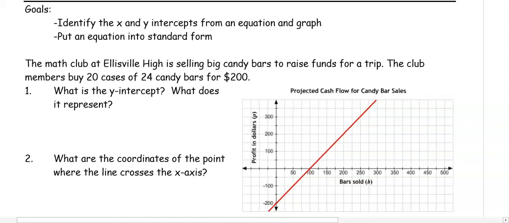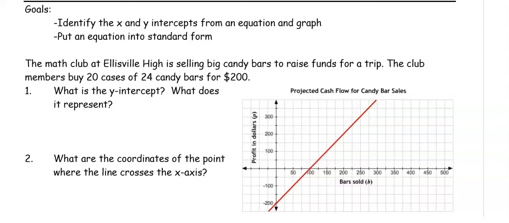This video is about identifying x and y intercepts from an equation in a graph and putting an equation in standard form. So the math club wants to raise funds for the trip. The club members buy 20 cases of 24 candy bars for $200.